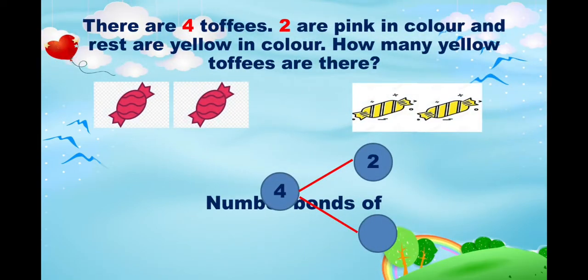Next, there are 4 toffees. 2 are pink in color and the rest are yellow in color. How many yellow toffees are there? So the same way we have seen 2 are there and the remaining are yellow. So 2 toffees are yellow.